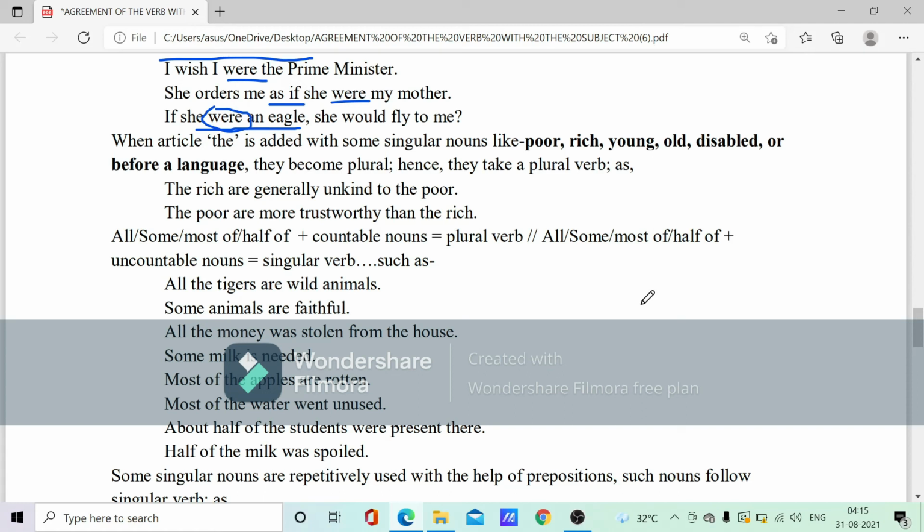And you have to apply plural verbs with them. Here we have written the rich are. You see, the rich are, not the rich is. The poor are, right? Not the poor is. That means what?